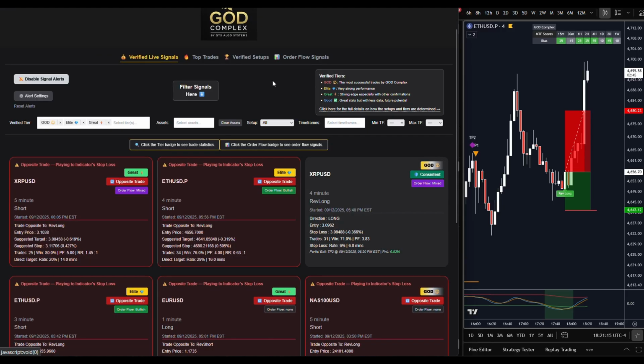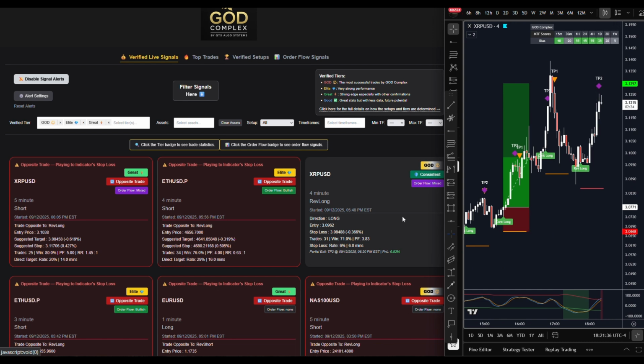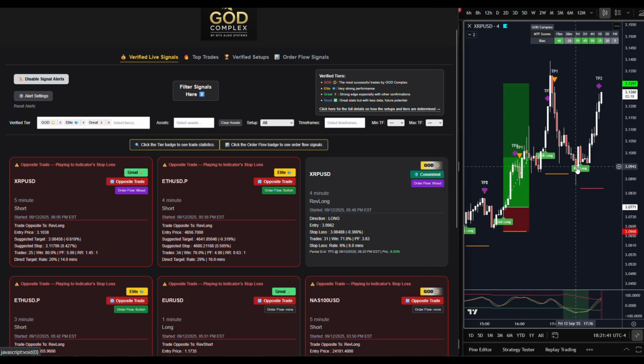So overall, that's how the God Complex dashboard works and how you should, and definitely pay attention to the order flow signals with it. As you saw, this was a trade I didn't want to take. We'll check this Ripple. So this rev long fired, but at the time order flow was mixed, I believe. It did work out, but again, I'm trying to play the best of the best. I want statistics, order flow, and sometimes trend on my side.